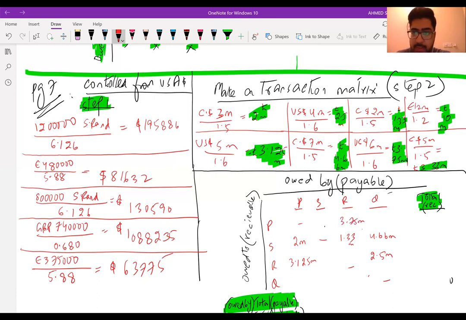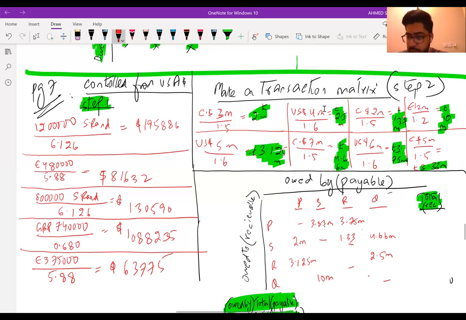Sixth transaction, owed by R, owed to P, £3.75 million. Second last, owed by S, owed to Q, £10 million. And the last, owed by S, owed to P, £3.33 million. Okay.